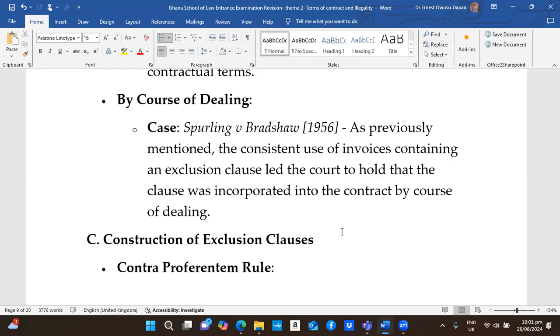But from the case law, the course of dealing should have been consistent, should have been frequent, and it does not appear that an isolated course of dealing will suffice for the court to say that there's a course of dealing on the basis of which we can say that a particular exemption or exclusion clause is part of the contract that the parties have made. So let's keep that in mind.